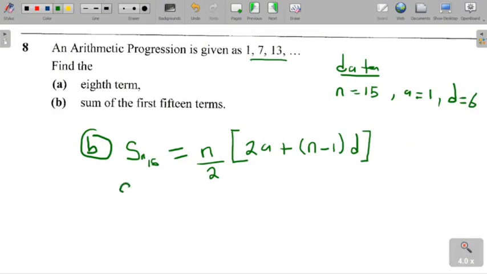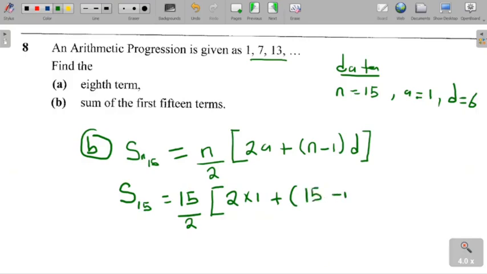We are going to say sum of 15 terms is equal to, where there is n, you replace with 15 over 2, then open square bracket, 2 times, where there is a, we put 1, plus open bracket, again where there is n, we put 15 minus 1, close, then times d, the common difference, which is 6. So I hope we are moving together.